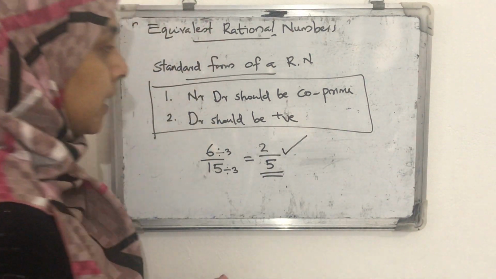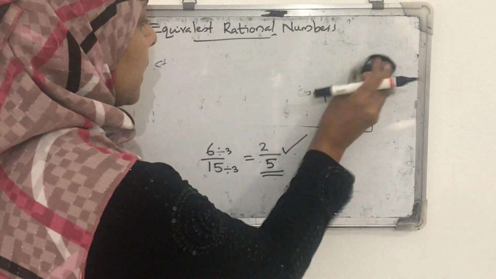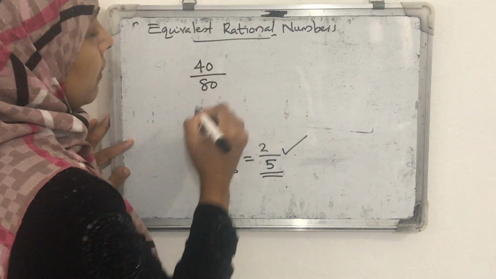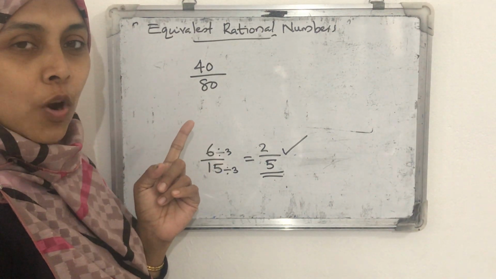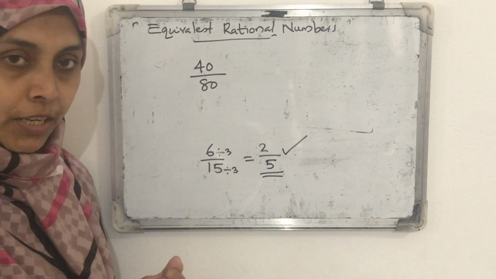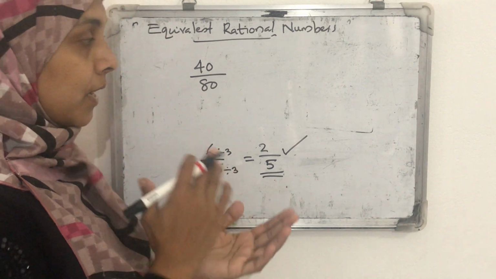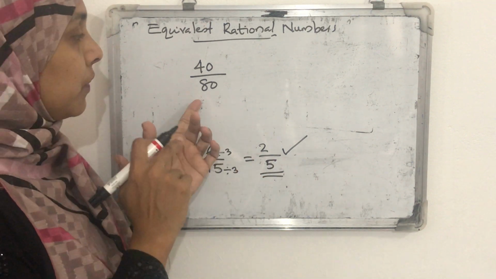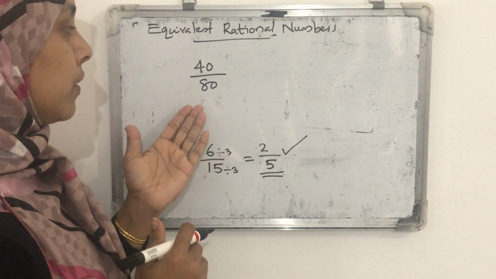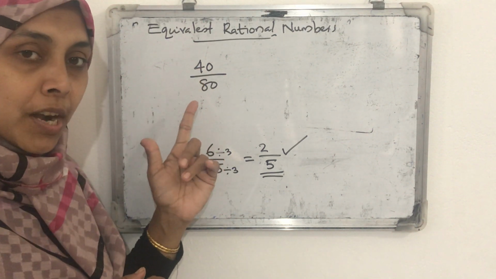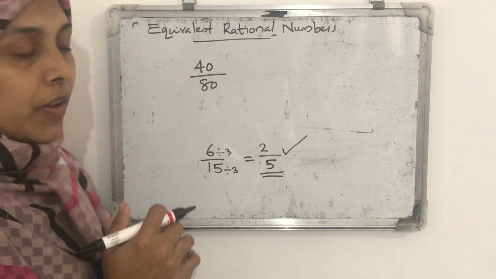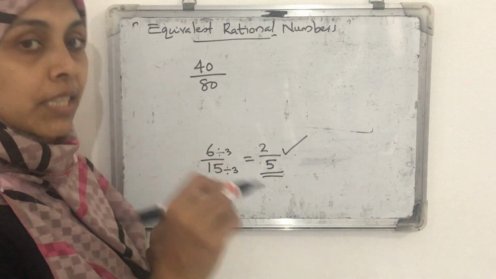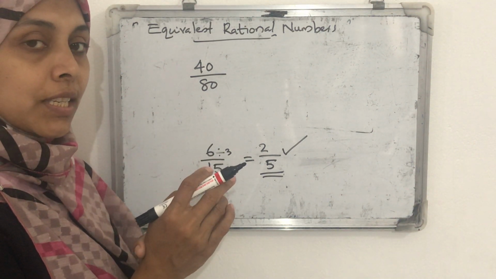Now suppose another rational number, 40 by 80. This also, you know, is not standard form because it has common factors. How can we convert this 40 by 80 into an equivalent rational in its standard form? Both numerator and denominator have many common factors. If you divide the rational number by its highest common factor, then we will get its standard form.